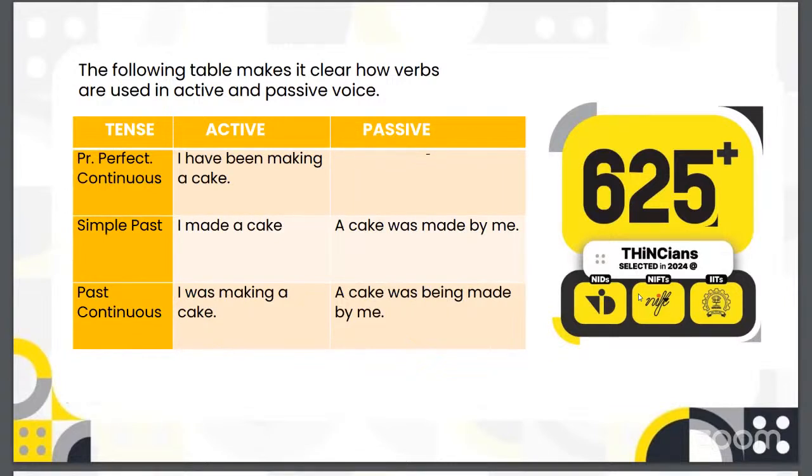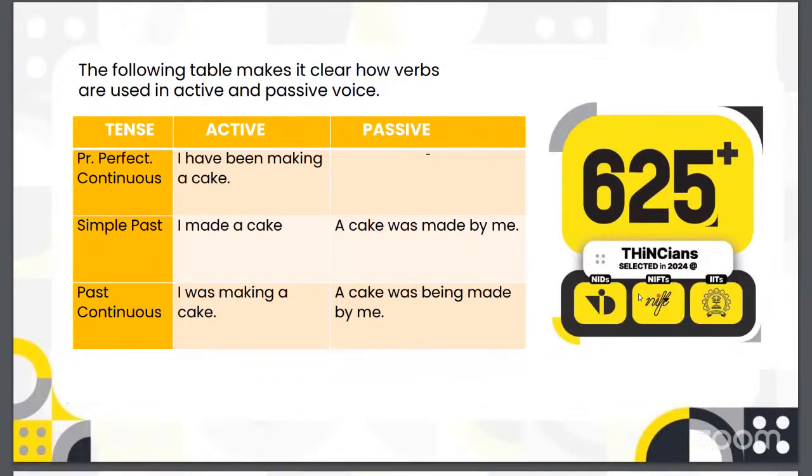Now the same thing applies to past tense. I made a cake. Okay, I made a cake, a simple past tense. Now change it into passive voice, a cake. Now in order to show that it was past tense and cake is singular, you use the auxiliary verb was. A cake was made by me. If it had been cakes, plural, then you will write cakes were made by me. So here it is only one cake. So a cake, and it is past tense, was made by me.